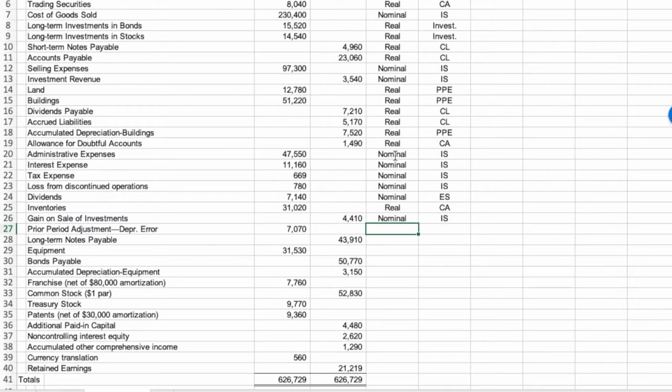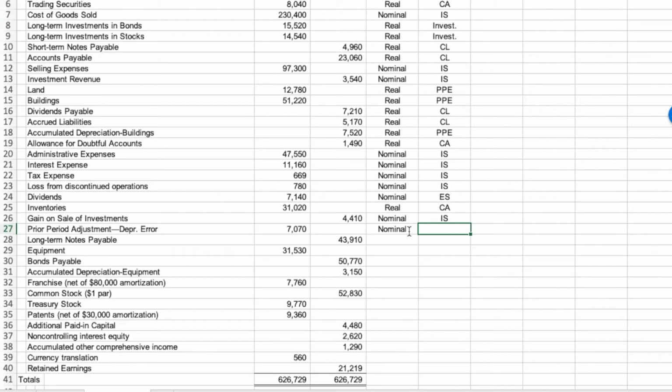Prior period adjustment for a depreciation error. So apparently last period we failed to record our depreciation expense, so we recorded it this period, but we highlighted that it was actually an error. This should have been last year's depreciation, but we are just now recording it this year. Oops. Okay, so this does not go on the income statement. It is a nominal account. It's an expense. It needs to get closed out.